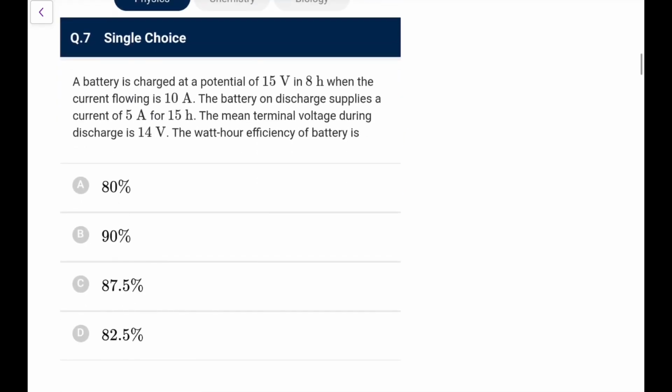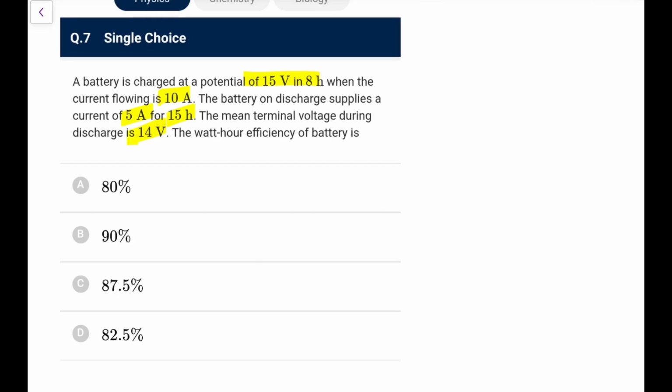Next one. A battery is charged at a potential of 15 volt in 8 hours when the current is 10 amperes. The battery on discharge supplies 5 ampere for 15 hours. The mean terminal voltage during the discharge is 14. The watt hour efficiency of the battery is going to be?